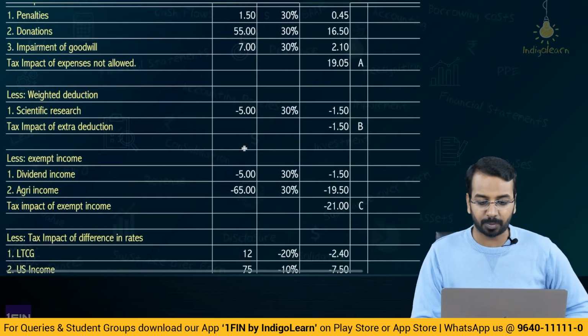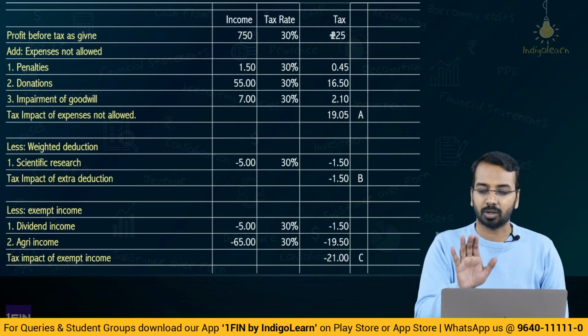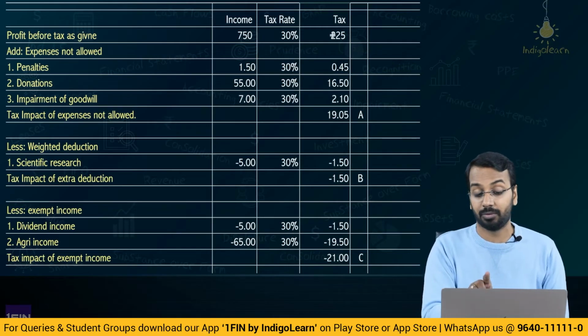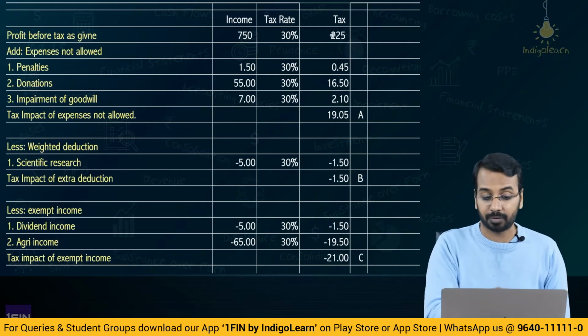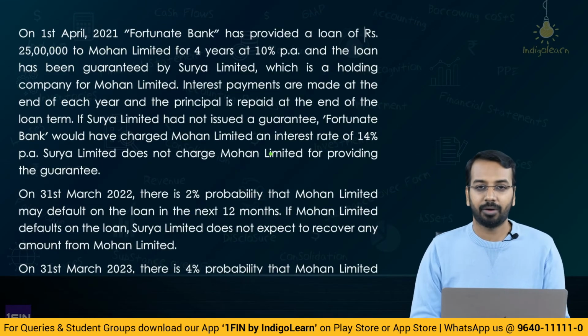So basically you are required to prepare this statement, this format if you follow, income tax rate and tax, or directly calculate the tax, but you have to give the working 750 into 30%, 1.5 into 30%, like that if you do, it would be more than sufficient. Let's now have a look at another question.